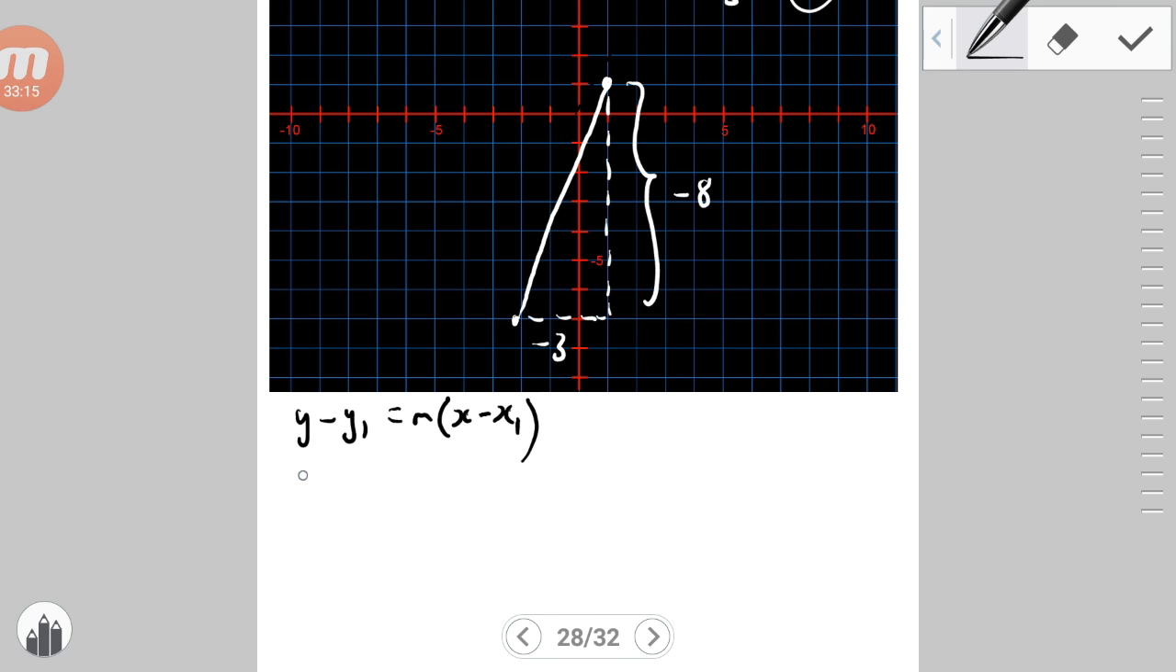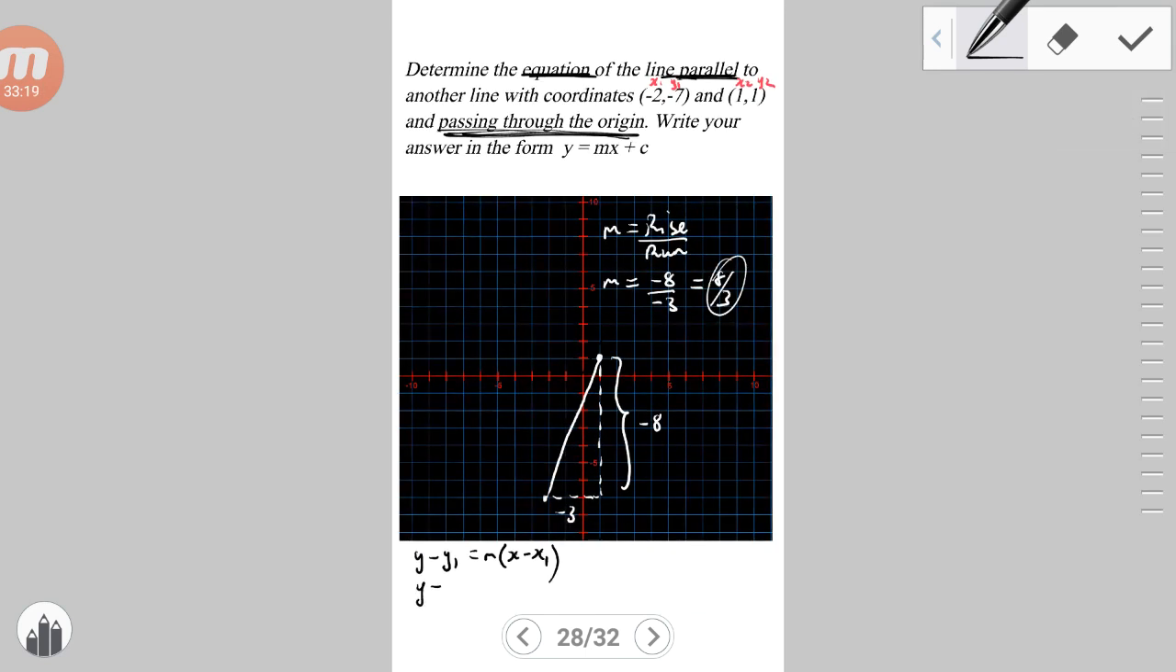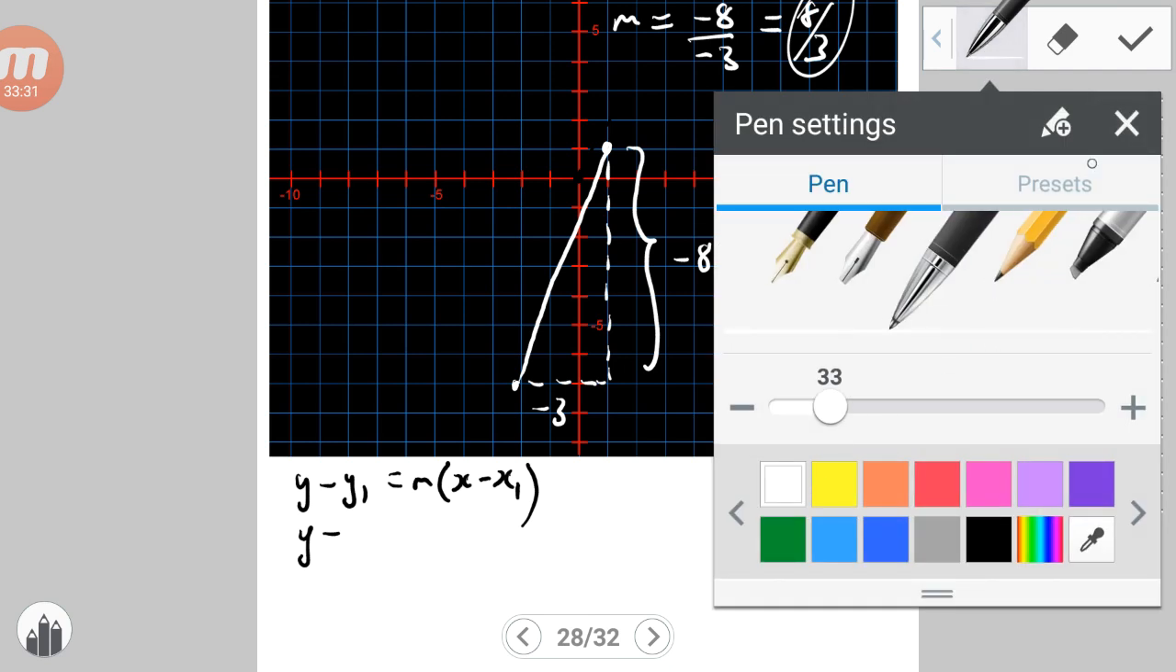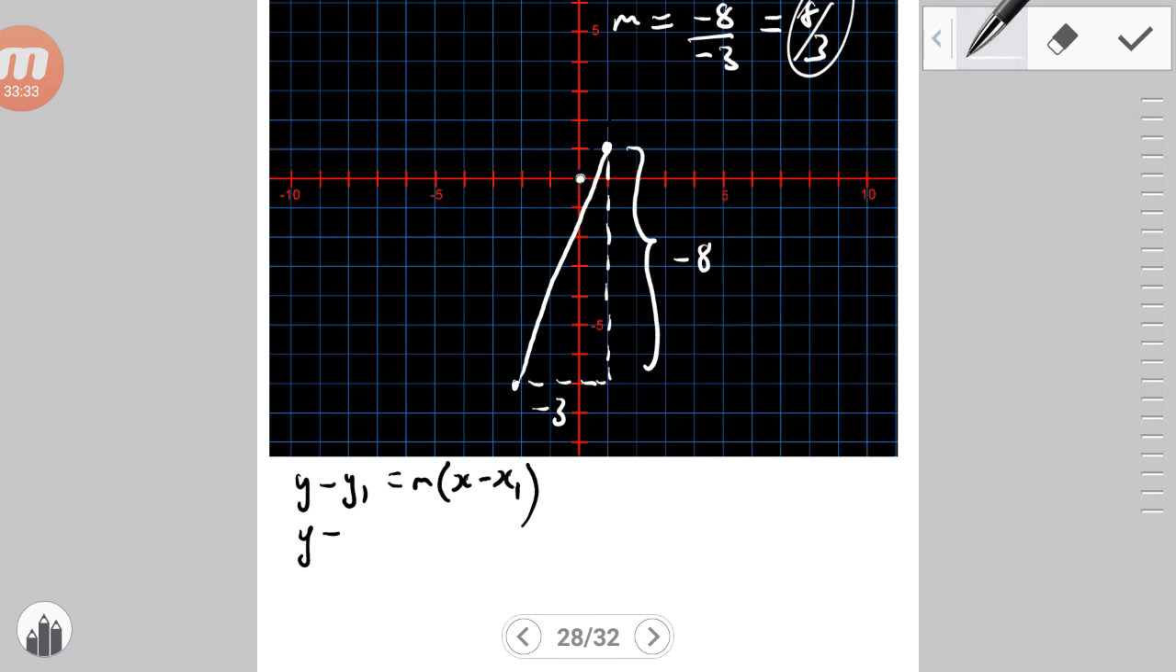And so y minus, we need to determine what is y1. Normally they would say that it's passing through a particular point. This time they say that it's passing through the origin. So what is this? The origin is actually the center of the Cartesian plane. The origin is right here as we see it.